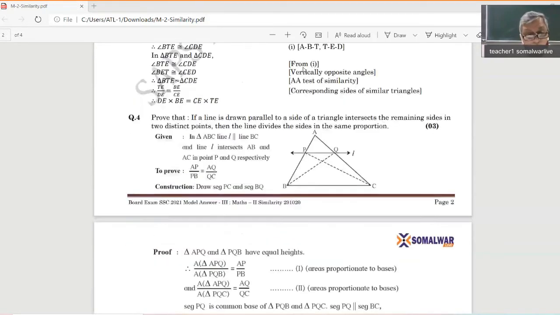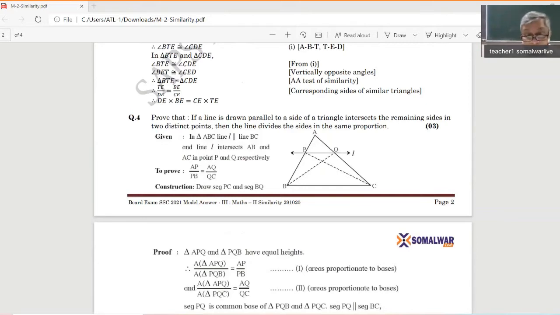Next one, question number 4. Prove that if a line is drawn parallel to a side of the triangle, intersecting the remaining sides in two distinct points, then the line divides the sides in the same proportion. See, student, when this particular statement is given, we think this is something different, some different problem, but it is not a problem, it is a theorem. So for that, you first have to draw the diagram as per the given thing. As soon as you draw the diagram, it will click in your mind automatically that this is the BPT. And to prove the BPT theorem, you know everything.